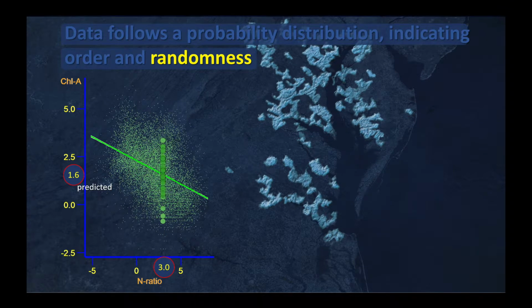But there are 37 observations with an N ratio of 3, and most of them do not fall on the line. Let's focus our attention on one of them, which has an actual chlorophyll A value of 3.4. We assume that the actual deviates from the predicted value because of inherent randomness, and their difference is called the residual, which in this case is equal to 1.8.